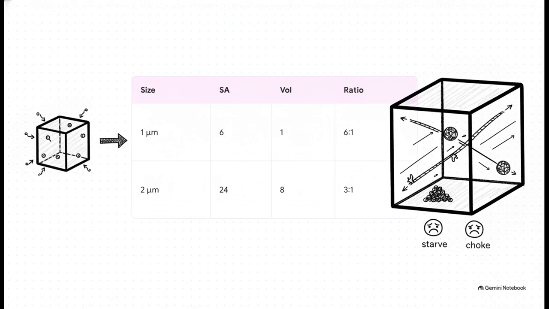Awesome, right? But watch what happens if that cell just doubles in size to a 2 micrometer cube. The surface area goes up to 24, sure, but the volume explodes all the way to 8. Suddenly, our ratio plummets to 3-to-1. So as the cell grows, its volume increases way faster than its surface area. Because of this, standard diffusion becomes incredibly slow. Even the motor proteins that literally drag nutrients along the cell's cytoskeleton railway, well, they become totally inefficient over those larger distances. If it kept growing, the cell would actually starve or choke on its own waste. There's just no way around the math.